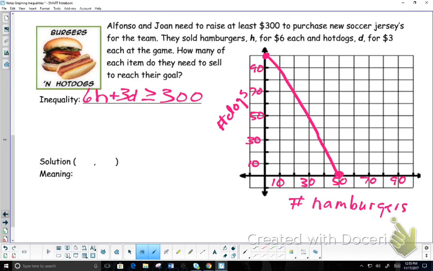Since I don't have a variable isolated, we're going to have to do a test point. What test point would you like to do? (0, 0). That would give me 6 times 0 plus 3 times 0 is greater than or equal to 300. Is 0 greater than or equal to 300? No. So therefore, the origin is not a solution, so where should we shade? Above. Very good.